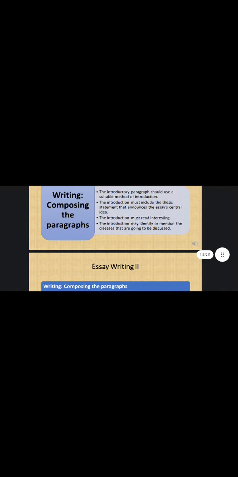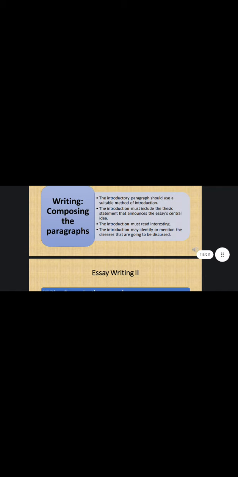So in the introductory paragraph, we should use a suitable method of introduction. The introduction must include a thesis statement that announces the essay's central idea. The introduction must read interesting, and then the introduction may identify or mention diseases that are going to be discussed. So your introduction should always be interesting.